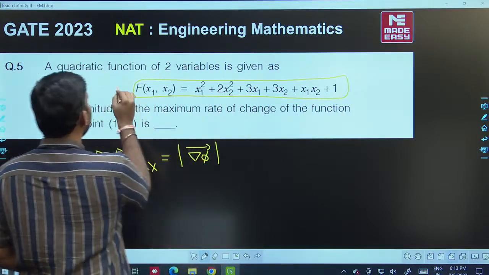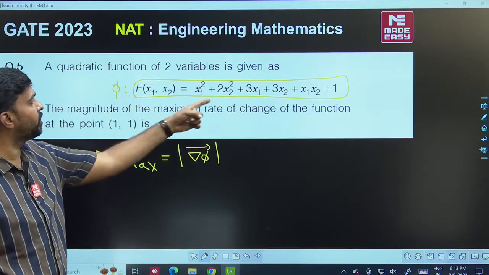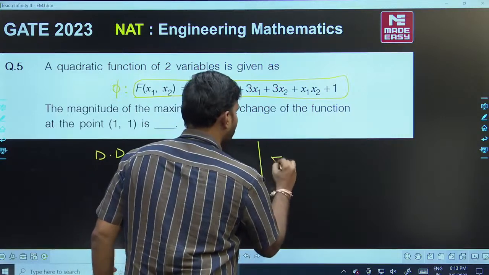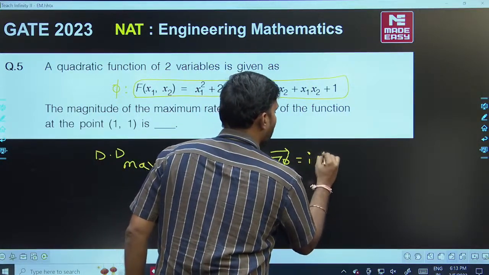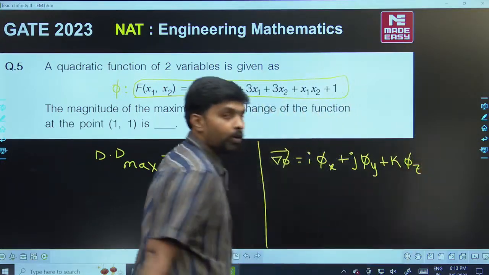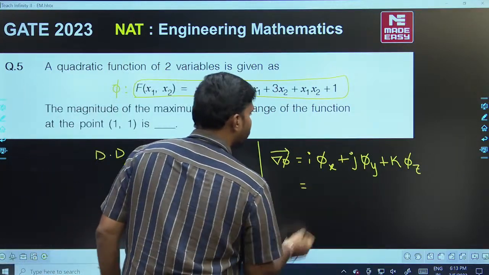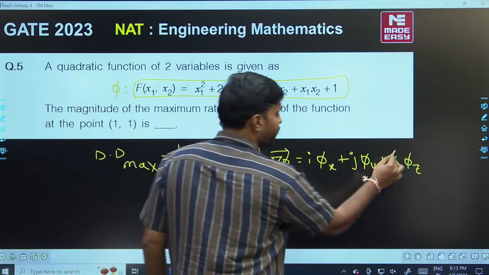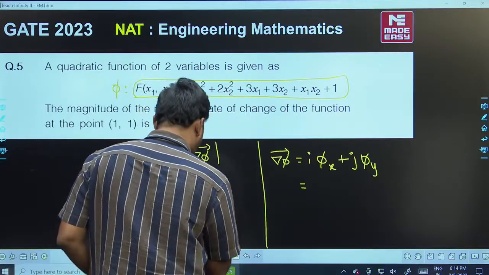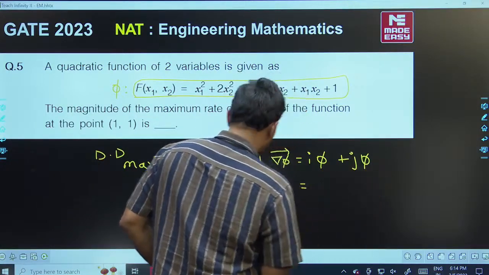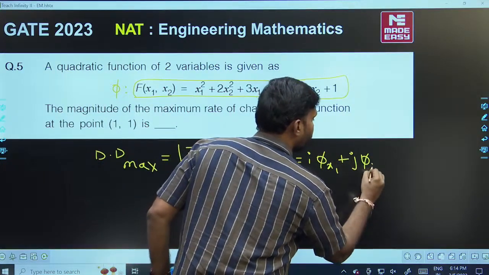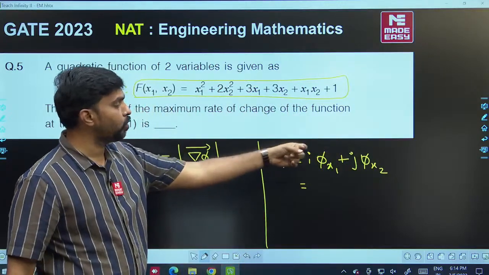but what is phi here? I am supposing this function, whatever is given, as phi. So you have to find out the del phi here. So del phi is given by i dou phi by dou x plus j dou phi by dou y plus k dou phi by dou z. But here you don't have the z component because it is a function of two variables only. So therefore I can even say it is not x and y, it is a function in x1 and x2, so it is like this, dou phi by dou x1, dou phi by dou x2.